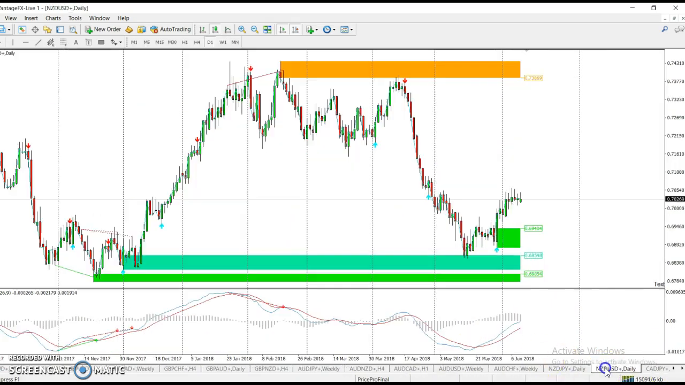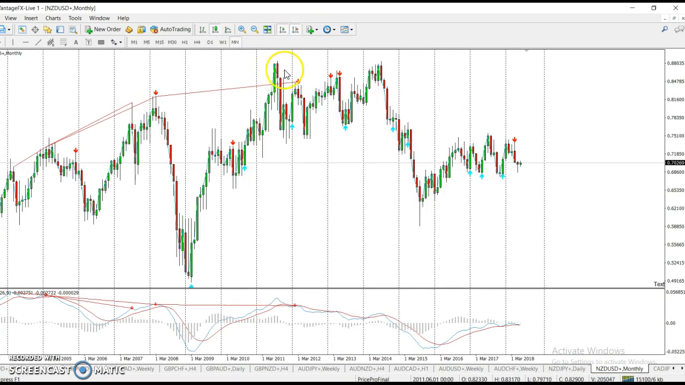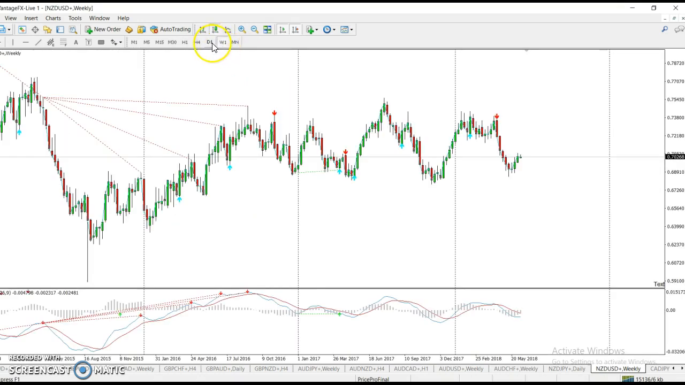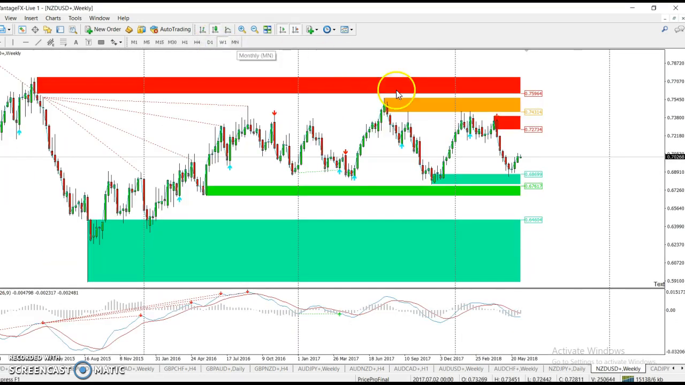Kiwi. The Kiwi. Okay, so we've had the reaction to this area here. Indicator's drawing the zone for us. Had the reaction. Price looking to pop up and test this opposing zone. That caused the move down into this zone. You see the arrow. So off the weekly.